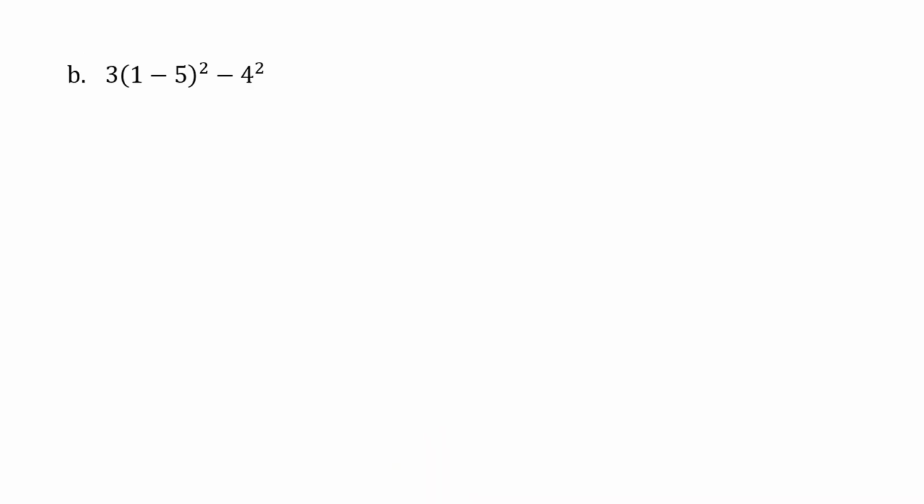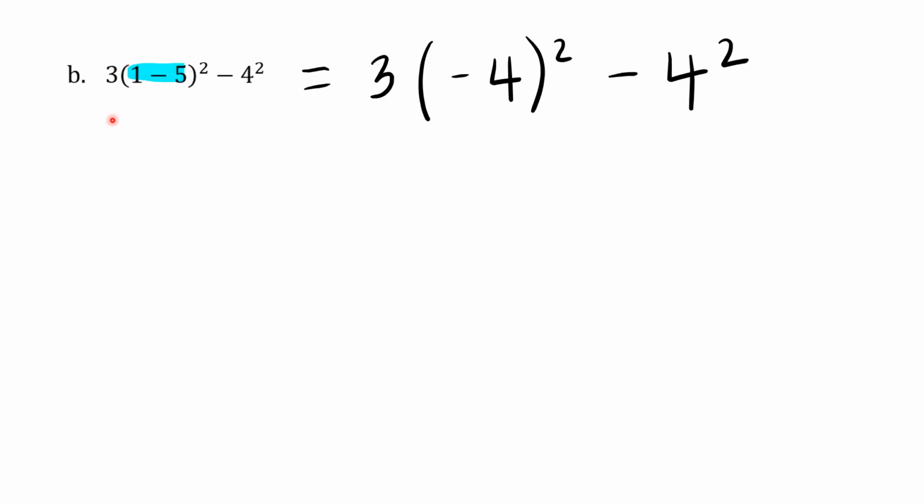Our next problem is a little bit more simple. It says 3 times 1 minus 5 squared minus 4 squared. Lots of exponents here, so let's start by simplifying within that parentheses. 1 minus 5 is negative 4. Notice that everything else stayed the same.